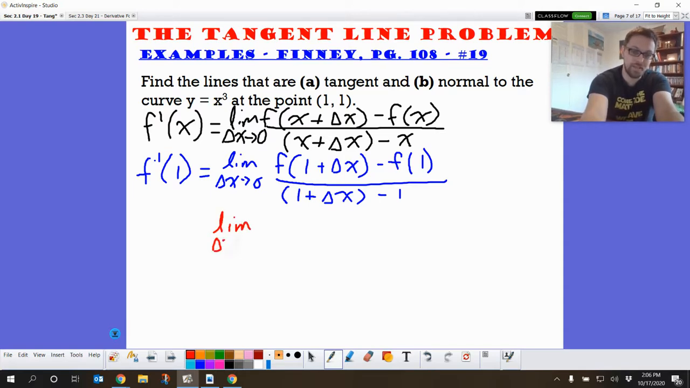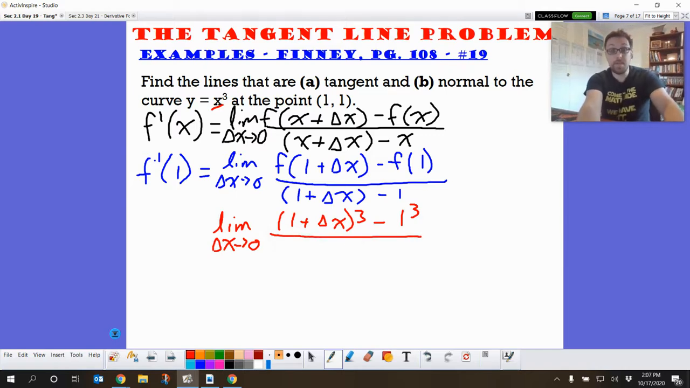Okay. All right, so in our numerator, we want to use our f of x function. So the limit as delta x approaches 0. We want to replace the x with 1 plus delta x. And our original function is that x cubed. So we got to do 1 plus delta x cubed. For f of 1, you just put a 1 in there. So that's just 1 cubed.